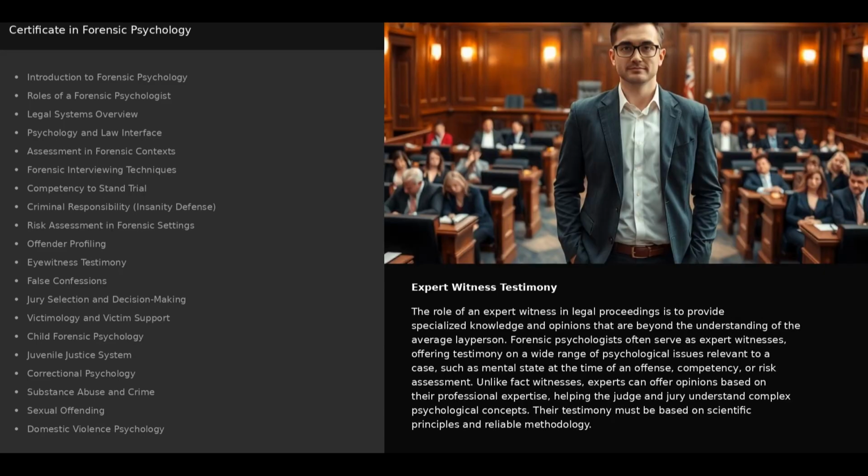Expert witness testimony. The role of an expert witness in legal proceedings is to provide specialized knowledge and opinions that are beyond the understanding of the average layperson. Forensic psychologists often serve as expert witnesses, offering testimony on a wide range of psychological issues relevant to a case, such as mental state at the time of an offense, competency, or risk assessment. Unlike fact witnesses, experts can offer opinions based on their professional expertise, helping the judge and jury understand complex psychological concepts. Their testimony must be based on scientific principles and reliable methodology.